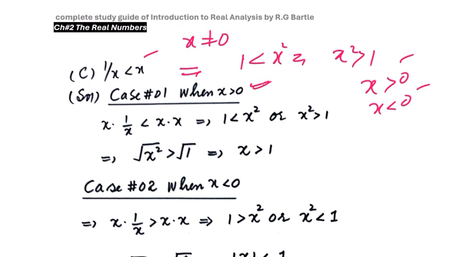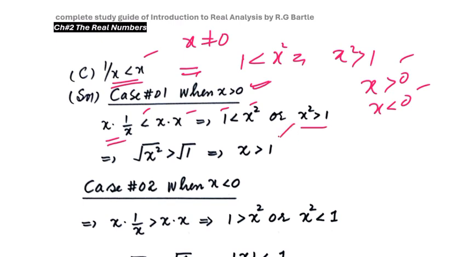When x is positive, when you multiply this inequality, the sign of inequality will not change. So it gives x into 1 over x less than x into x. This is equal to 1 and this is less than x square, or you can write it as x square greater than 1.